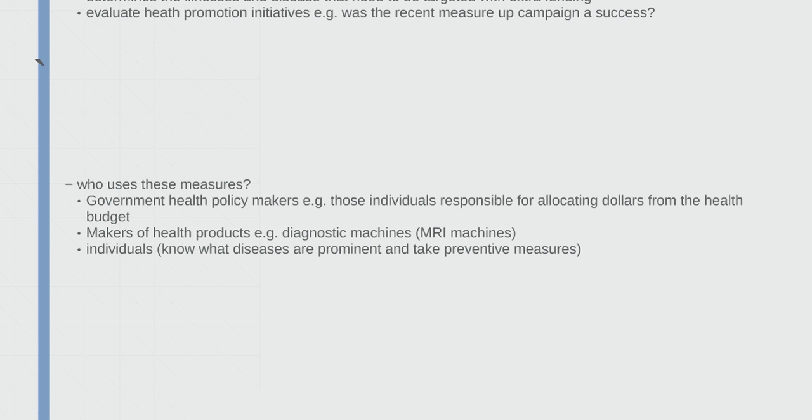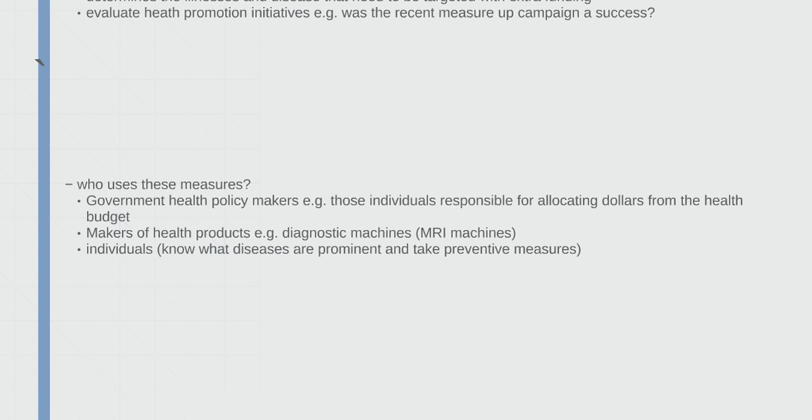The second question is, who uses these measures? Who uses epidemiology information? Well, one key area is government health policy makers. They're those individuals responsible for allocating dollars from the health budget. Secondly, makers of all health products, e.g. companies that make diagnostic machines. Now, an example of a diagnostic machine is an MRI machine. It's really helpful for them to know what are the leading causes of disease and death in this country, as they can then make the machines that help in terms of prevention for those diseases.